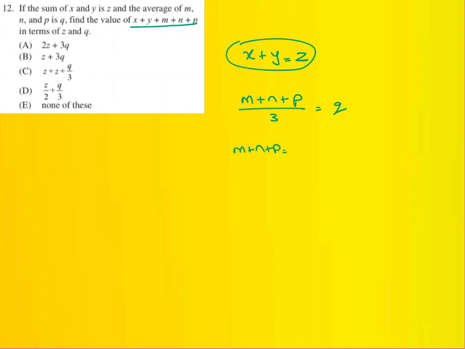So now what we have is the sum of x and y equals z. So x plus y is equal to z. And the average of m, n and p, which means m plus n plus p upon 3, that's q. Given this information, we have to find the sum x plus y plus m plus n plus p in terms of z and q. So this already is z. We can find the sum m plus n plus p by taking average into 3, and that's 3q. So therefore, if I have to find the sum of these 5 numbers, that's just z plus 3q, and therefore it's option B.